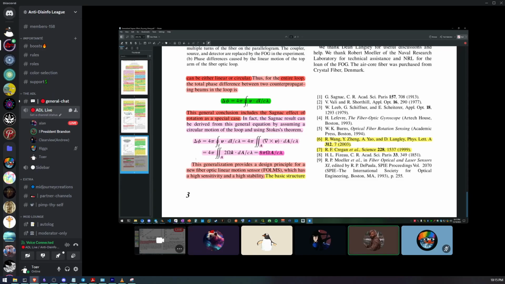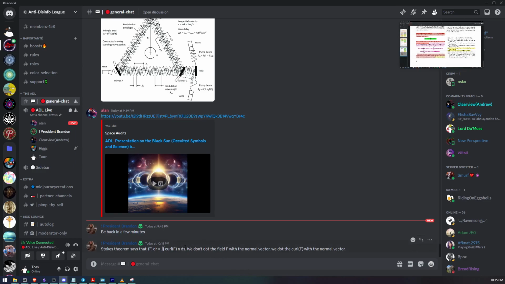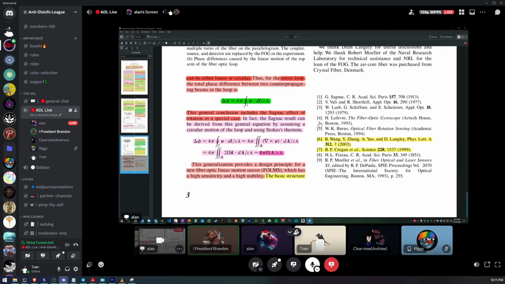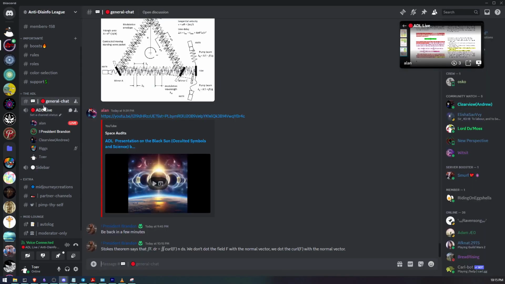Right, so I posted Stokes' theorem real quick for you, and I just looked it up on Google. So Stokes' theorem says that, well, you know the symbols better than I do. We don't dot the field F with the normal vector. We dot the curl F with the normal vector. I don't know. You just brought up Stokes' theorem, and you didn't seem to know what it was necessarily. So yeah. So the curl.